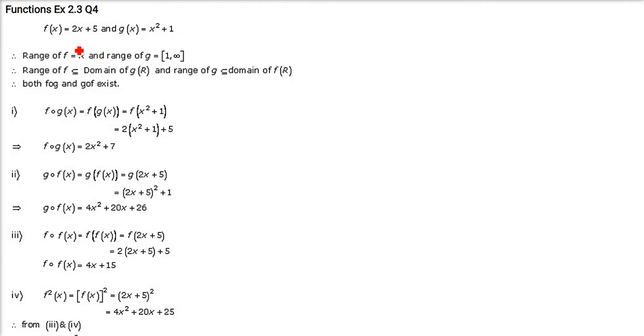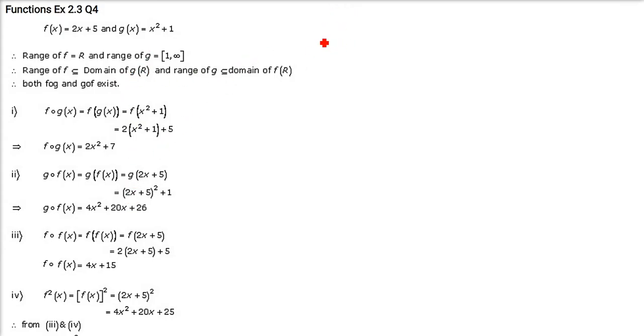Question number 4. f(x) is 2x plus 5, g(x) is x square plus 1. Be two real functions, then describe each of the following functions. So we have fog, gof, fof, f square. So let us see one by one.